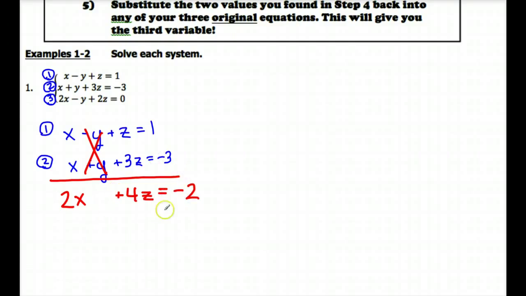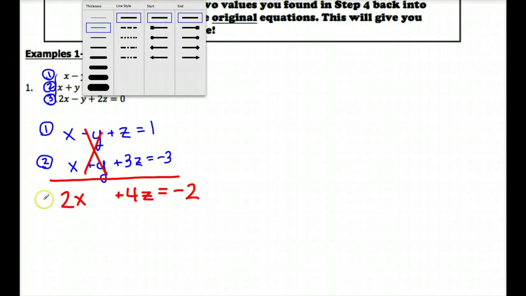So now I have a new equation with two variables, but y has gone away. Okay, so I can't solve for anything yet because I still have two variables here, so I can't find x and I can't find z yet. But what I'm going to do is call this one equation number 4.